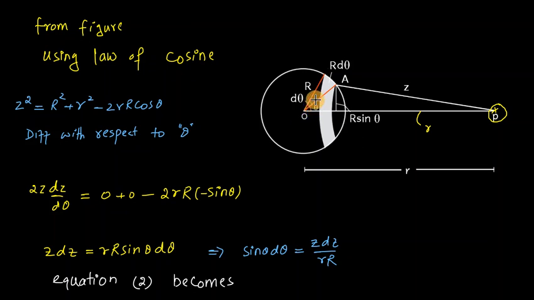Agar isko hum jis point par bhi le jaye, means R ko agar hum yaha draw kare, yaha draw kare, yaha draw kare, lekin theta se independent hai, ye constant rehta hai, means theta par dependent nahi karta. So the derivative of this capital R is zero. Similarly, small r square is also constant. This distance OP is constant, correct? Only this distance AP is variable.